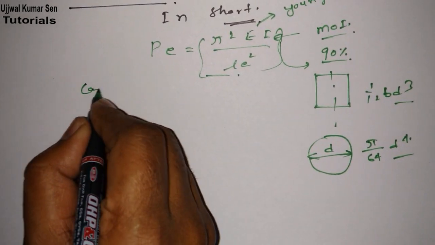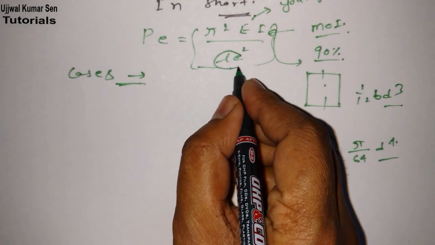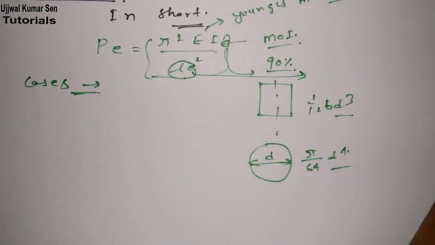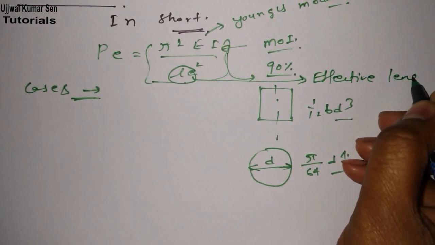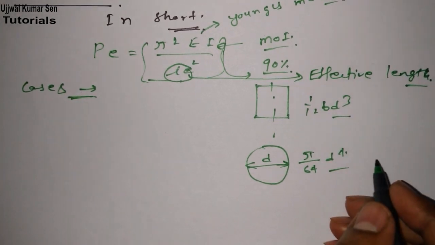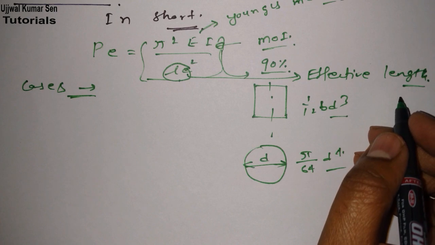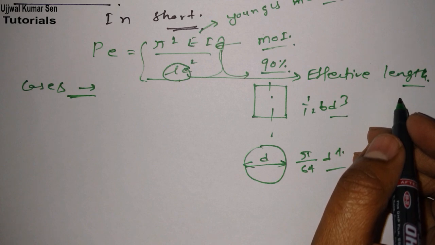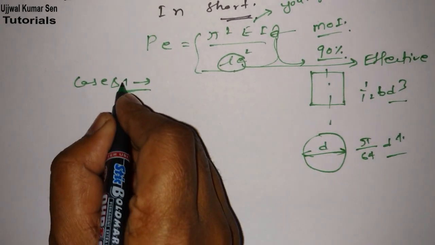Now what are the cases basically, that is also important, because based on this LE is decided. So what is LE basically? Effective length. So how to get effective length? There is a difference between effective length and length. In the case of effective length, we have to see the condition of the given problem. So what kind of conditions? Those are the cases.